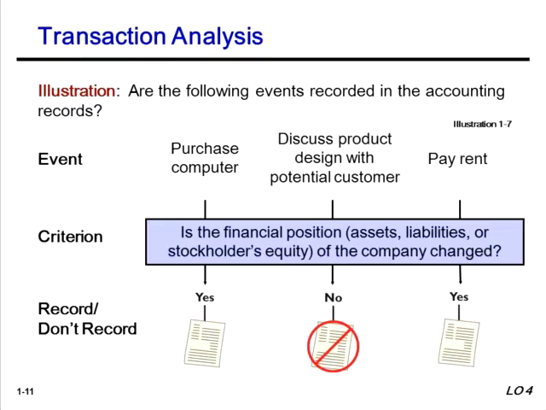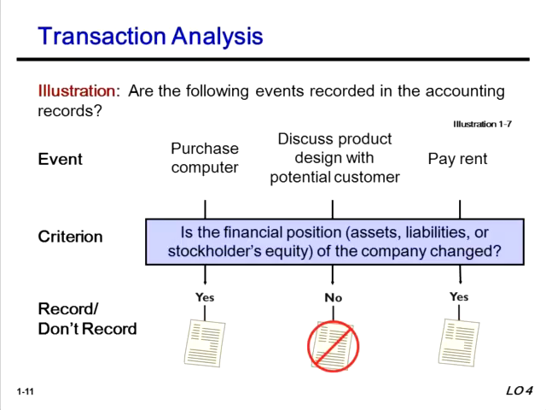So, they give some examples here. Are the following events recorded in accounting? So we have an event, purchase computer. Of course, that would be recorded because we're buying a computer from a seller of computers. Discuss product design with potential customers. No transaction has occurred, only a discussion. So therefore, nothing has been done.